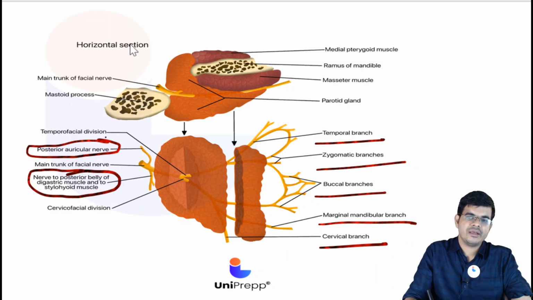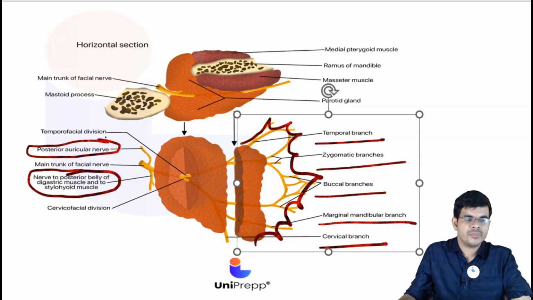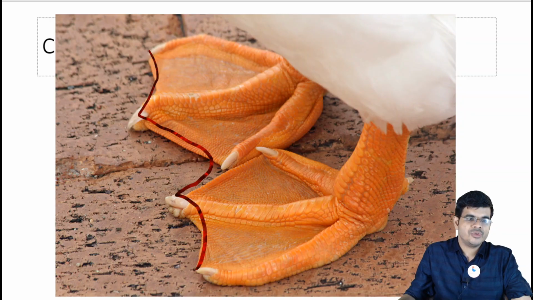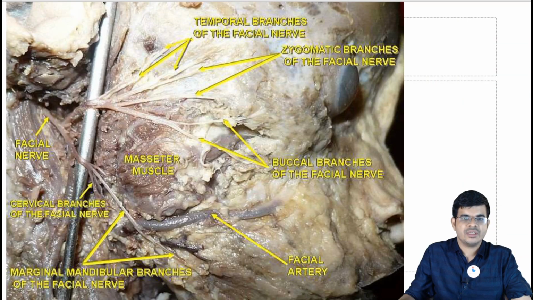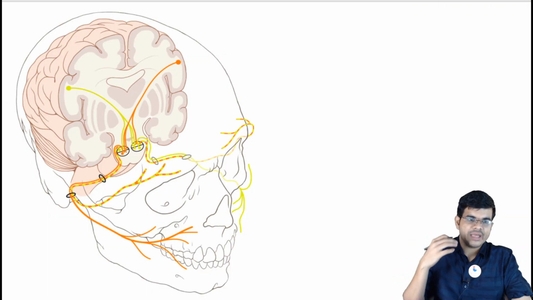And as you can see here, this resembles the, yes, what does it resemble? It resembles the feet of a goose, right? It resembles the feet of a goose. That is why it gets its name, pes anserinus. Just like this you have the branches of the facial nerve, so it gets the name pes anserinus. So this is how the facial nerve branching occurs.